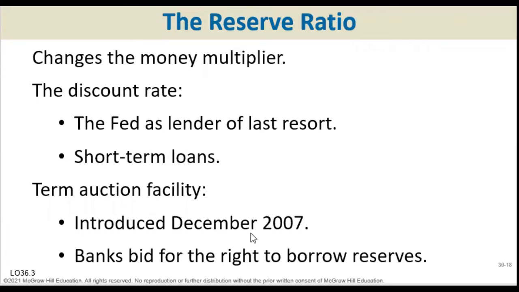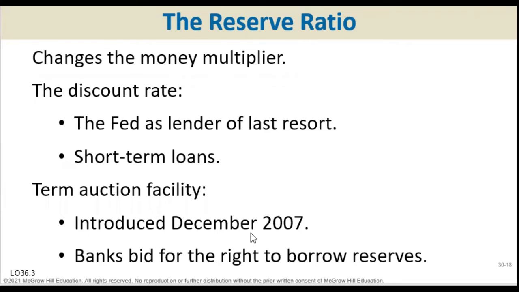The second element is the reserve ratio. In addition to open market operations, the Fed has 3 other tools available. The Fed can change the reserve ratio, which will affect the ability of the commercial bank to lend money to the economy. If the reserve ratio is increased, the money multiplier will decrease, because we know the money multiplier is the inverse of the reserve ratio. So M is equal to 1 divided by R, which is the reserve ratio.